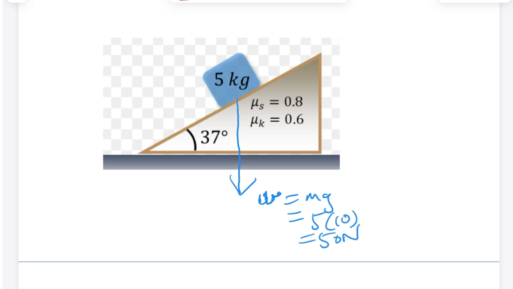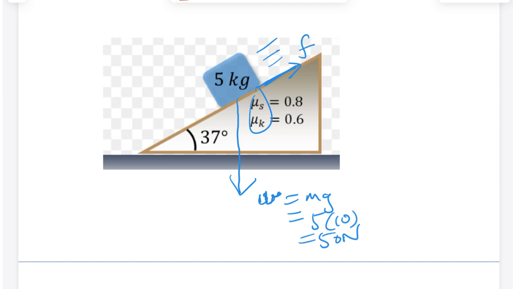What other forces do we have? Okay, unlike the previous problem, we have friction. So the object could be sliding down this ramp. And if it is, or if it's at rest, it could be sliding down. And so there has to be friction opposing that velocity, which would be down the ramp. So the friction has to be up the ramp.